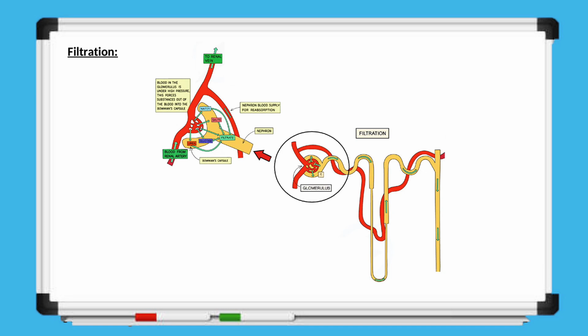Overall, the kidney's main function is to filter unwanted substances from the blood and produce urine, helping the body remove waste and maintain a stable internal environment.